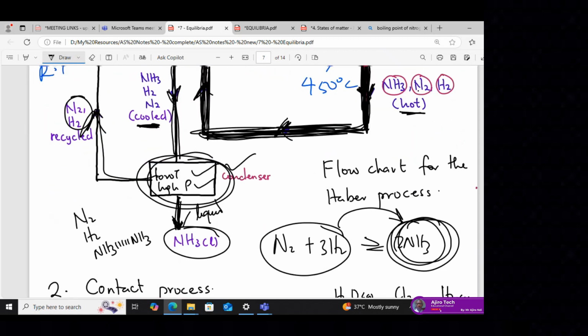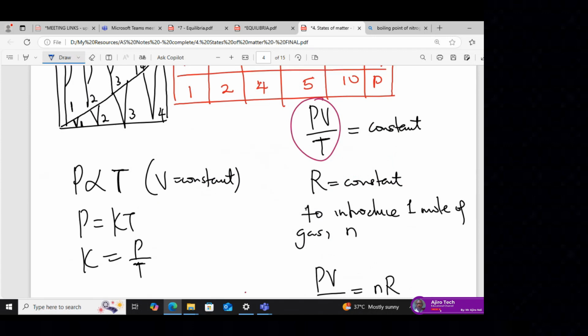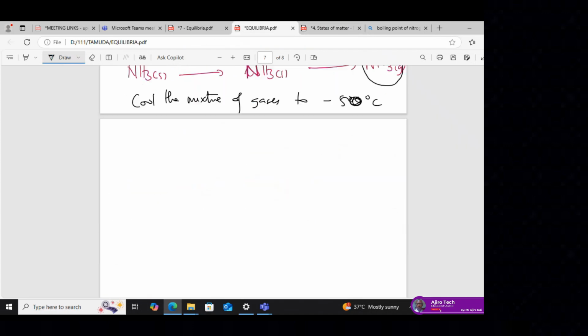Remember, this we are taught in IGCSE now. Look at the condenser. This one, we are doing distillation. Yes, we are doing distillation. You do this, right?